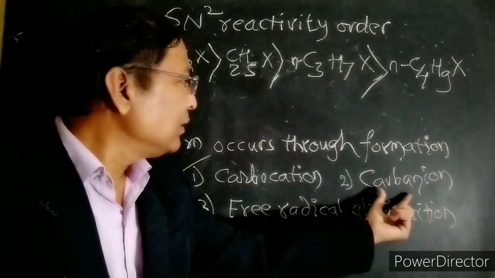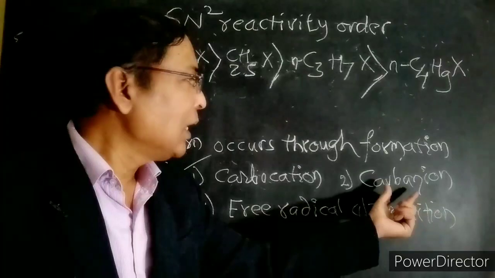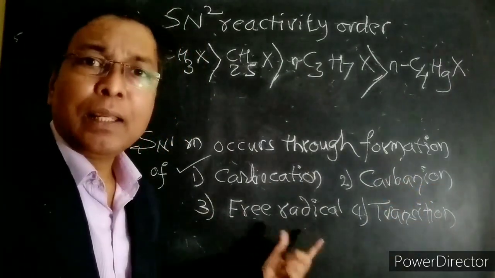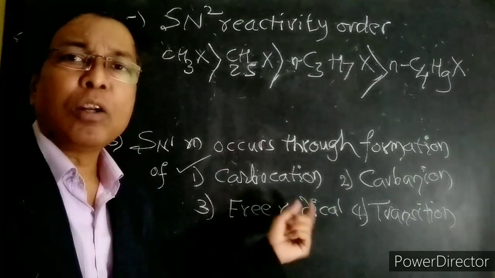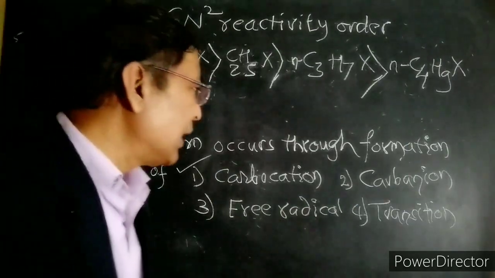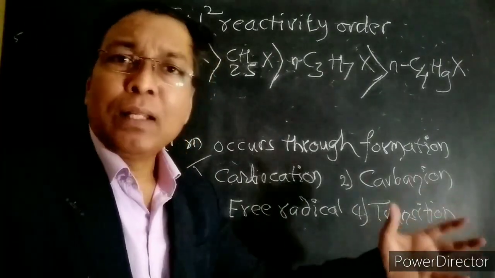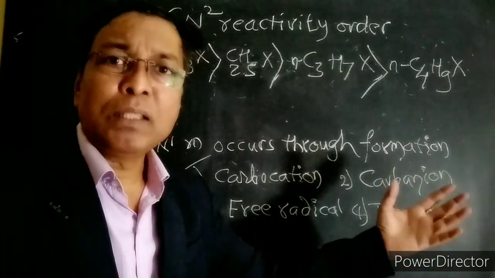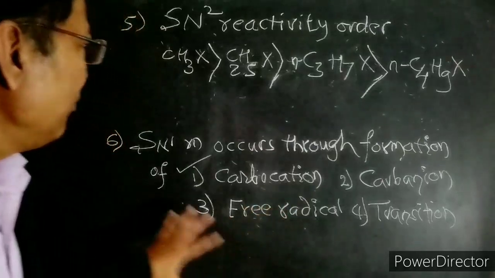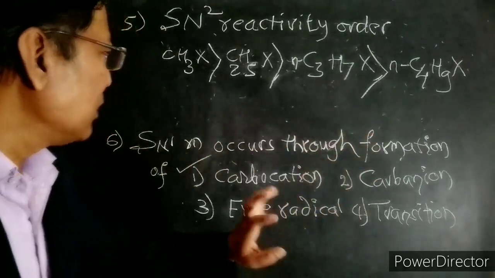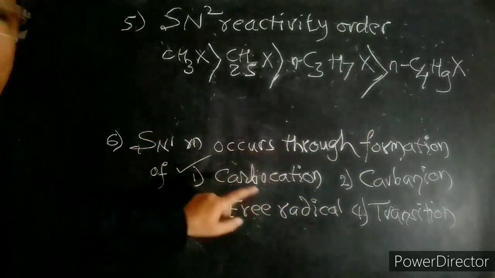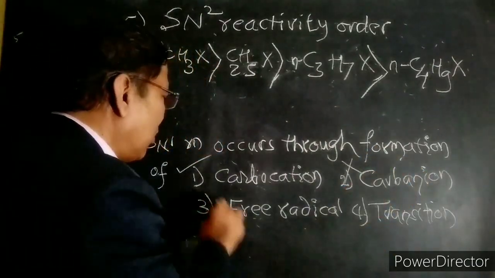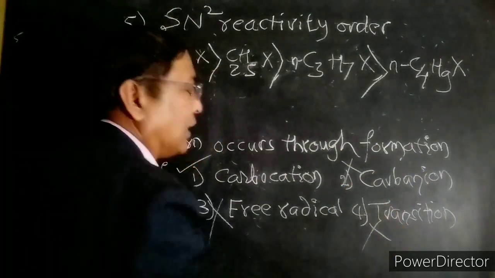And what is a carbanion? Carbanion means carbon carrying the negative charge. And what is a free radical? The species which carries an odd number of electrons is known as a free radical. And what is the transition state? When the carbon atom is pentavalent, which is unstable, that takes place in SN2 reaction. So SN1 reaction occurs through formation of carbocation and not by the formation of carbanion or free radical or transition state.